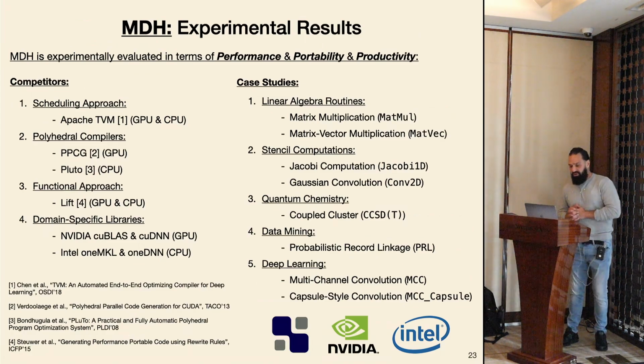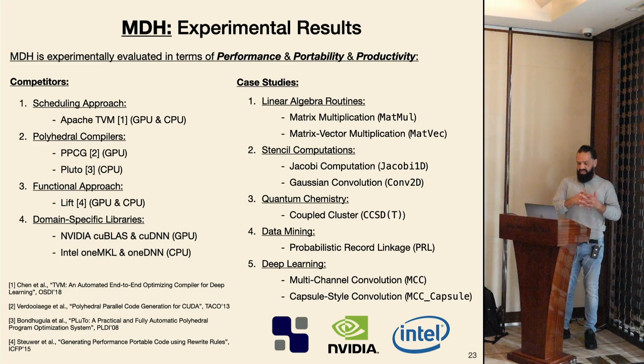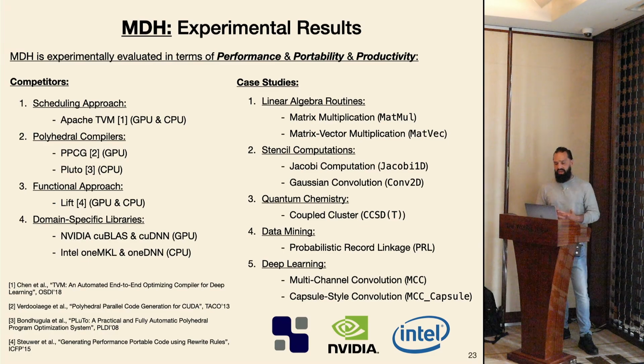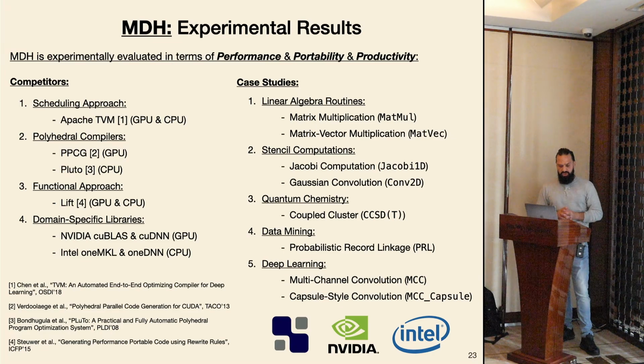So now, regarding experimental results. We tried to experimentally evaluate MDH in terms of performance, portability, and also productivity. For this, we compared against the best available solutions to us right now, for example, from the class of scheduling-based approaches, Apache TVM, which works for GPU and CPU. It's a very well-performing and decent competitor, and it actually was even recently acquired by NVIDIA. Then we compared to two polyhedral compilers, PPCG for GPU and Pluto for CPU. From the class of functional approaches, we compared to the Lift approach, which works for GPU and CPU.